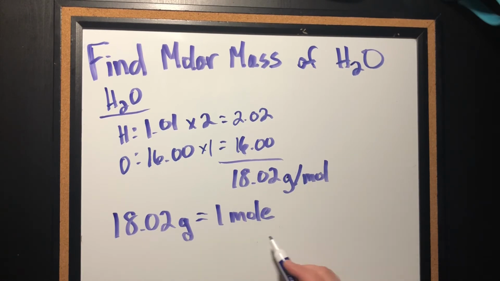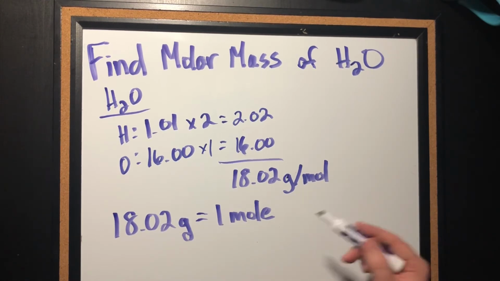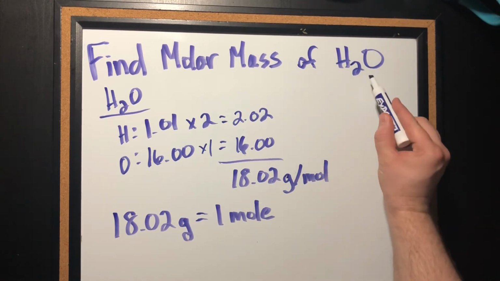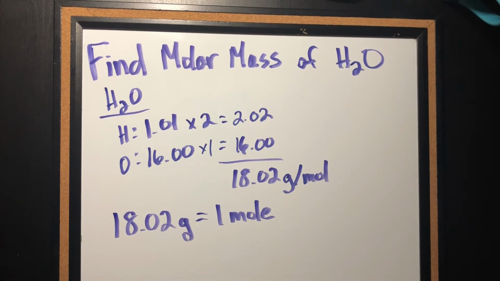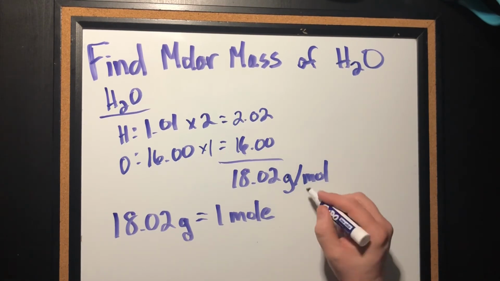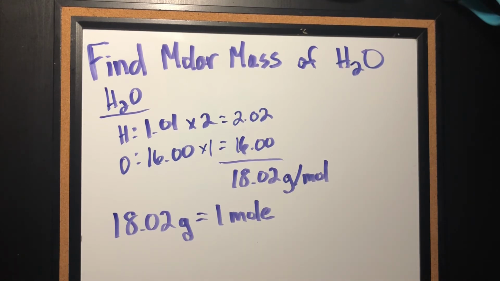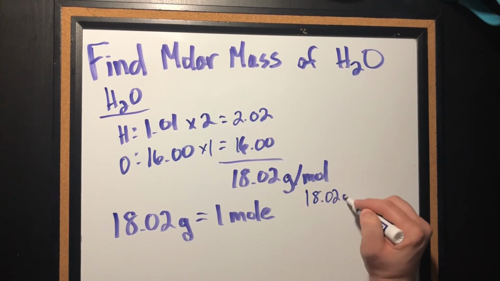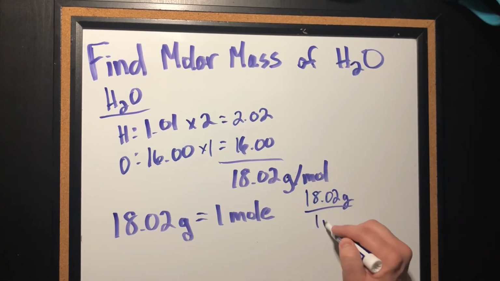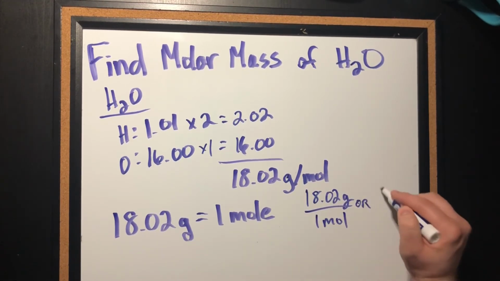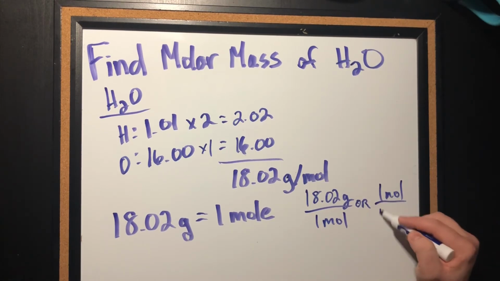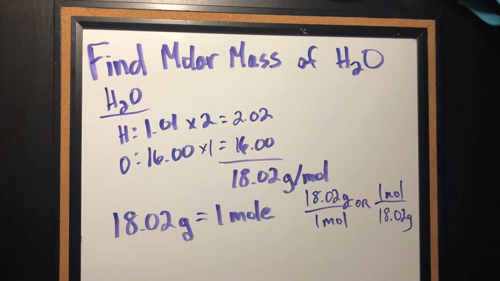One tiny thing, when you write mole as a word, you always include the E, but when you write mole as a unit, you drop the E. Since, for H2O, I have 18.02 grams for every 1 mole, I can now use a conversion factor to do calculations. Depending on what I am trying to figure out, I can either do 18.02 grams over 1 mole, or I can do 1 mole over 18.02 grams.